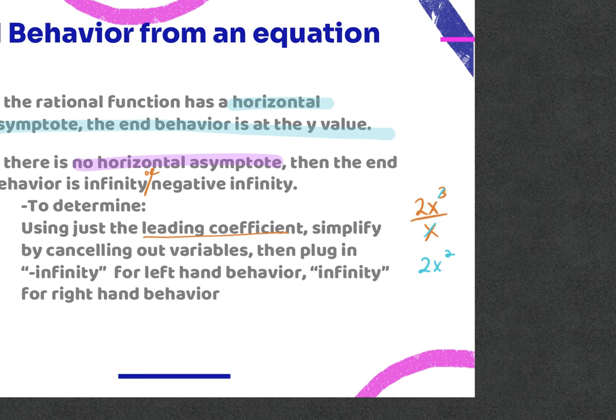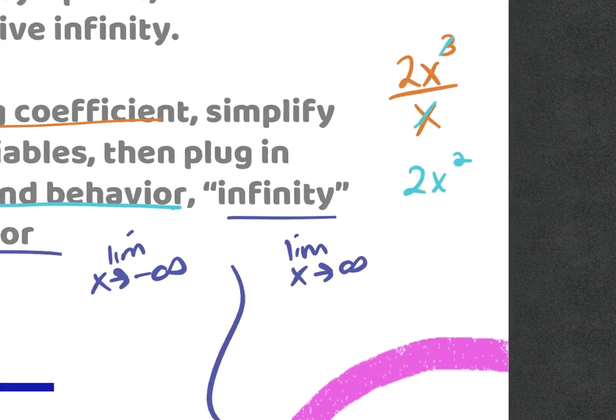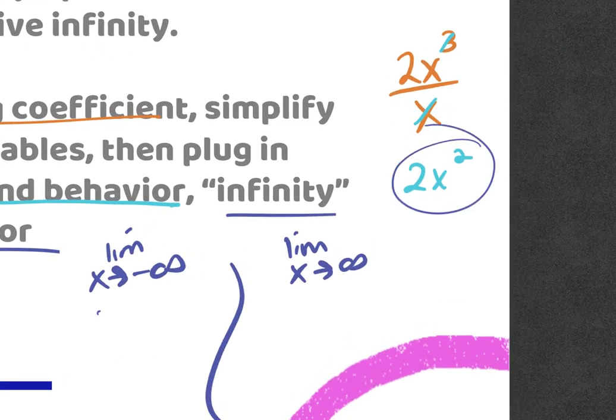And then what's left, we plug in two things. To figure out the left-hand behavior, we plug in negative infinity. And to figure out the right-hand behavior, we plug in positive infinity. So think about what happens here, okay? This would be the limit as x approaches negative infinity. This would be the limit as x approaches positive infinity. I'm going to take my simplified expression, and for negative infinity, I'm going to plug it in. And for positive infinity, I'm going to plug in positive infinity. So the left is the left, the right is the right.